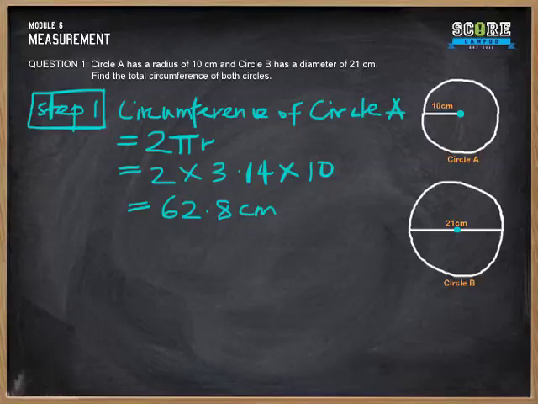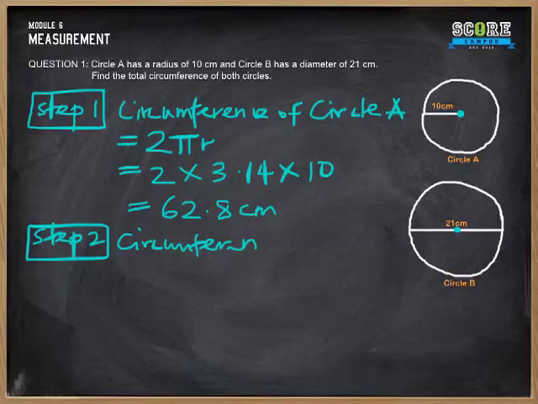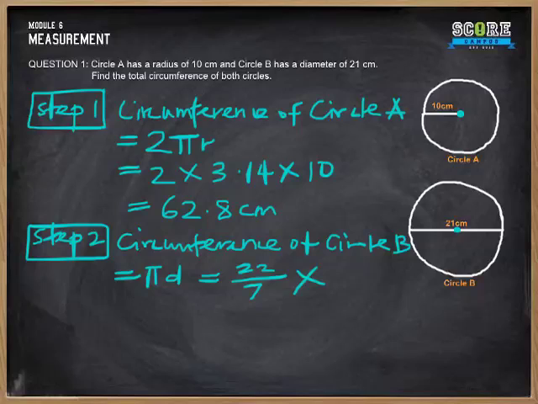Step 2, circumference of circle B. Diameter is given, therefore it's pi d. Pi d equals 22/7. You can use 3.14, you can use 22/7, doesn't really matter. 22/7 makes more sense because you can cancel out. 22/7 multiplied by 21. Okay, and you do the mathematics over there, and the answer you get is 66 cm. This is the circumference of circle B.